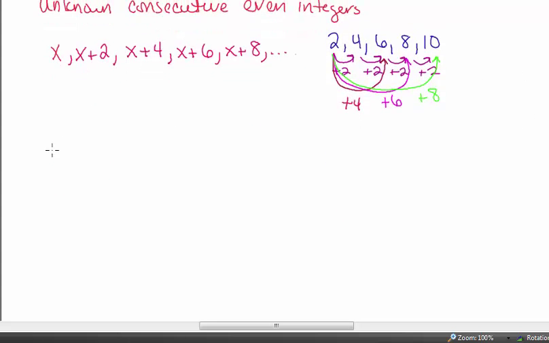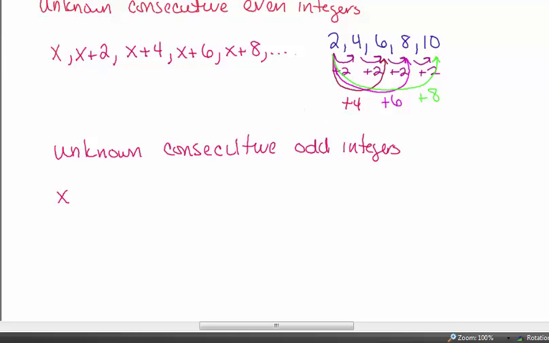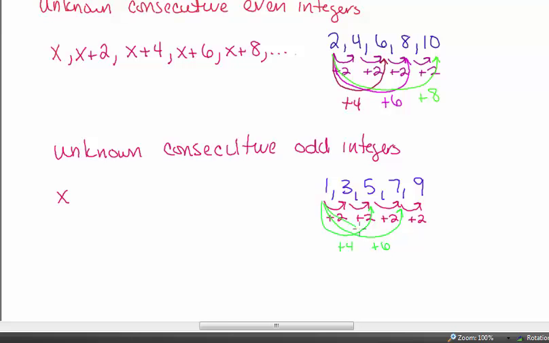And the same thing happens with unknown consecutive odd integers. I start with an x, and let's make the list of odds: 1, 3, 5, 7, and 9. To get from 1 to a 3, I add 2. From a 3 to a 5, I add 2. From a 5 to a 7, I add 2. From a 7 to a 9, I add 2. To go from 1 to a 5, I've added 4. To go from 1 to a 7, I've added 6. And to go from 1 to a 9, I've added 8. So see, it follows the same patterns as the evens. So my first number is x, I add 2, and then I add 2 more, and then I add 2 more, and then I add 2 more, etc.